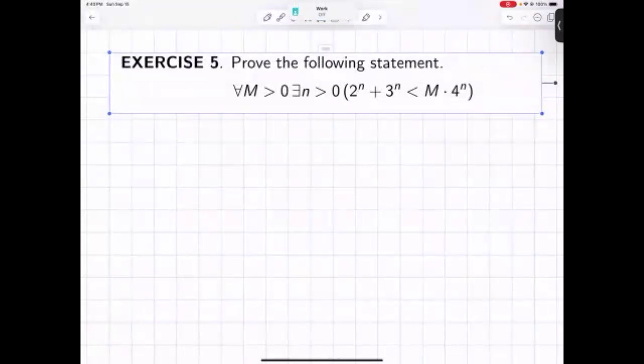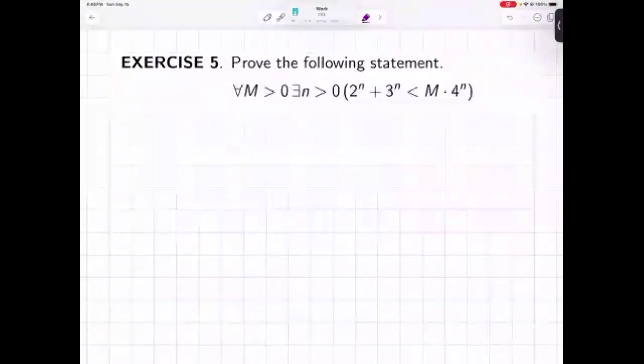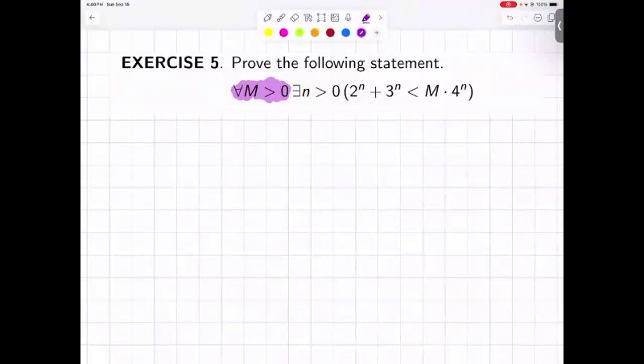Today we're going to be proving the following statement. As a reminder, I like to start by breaking down the statement. So here we have the for all m greater than 0, there exists an n greater than 0 such that 2^n plus 3^n is less than m times 4^n. I guess I can highlight that too.